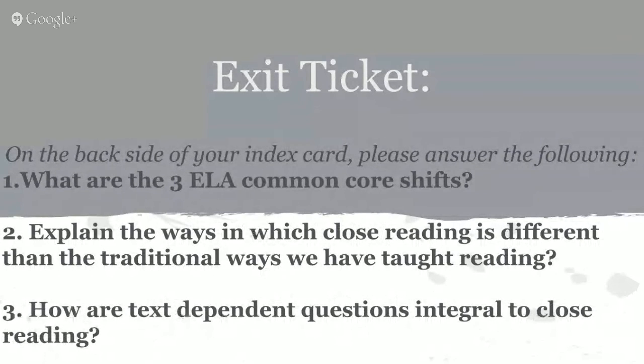Okay, now that we've gone through creating text-dependent questions, what they look like, what they don't look like, and providing evidence, pause the video and jot down 3 ELA common shifts, which we started out with. What are the 3 ELA common shifts that lead us to next generation testing? Explain the ways in which close reading is different than any traditional way we've ever taught reading. And how are text-dependent questions integral to close reading? This is the most important question. How are text-dependent questions tied or connected to close reading? You can pause the video now.